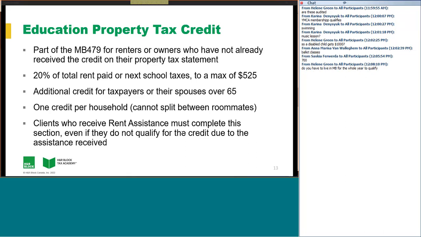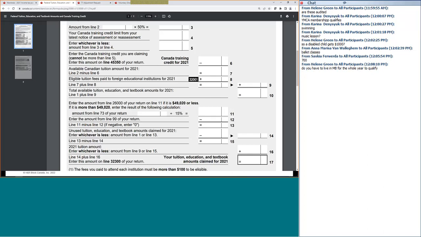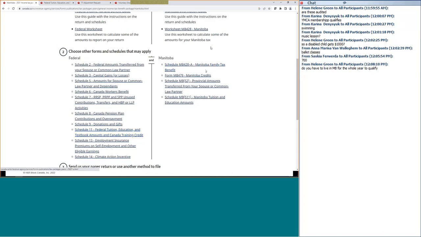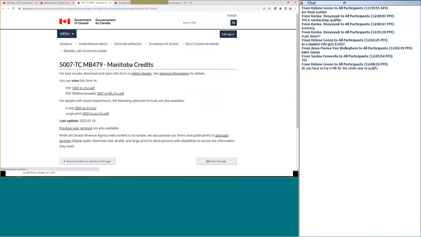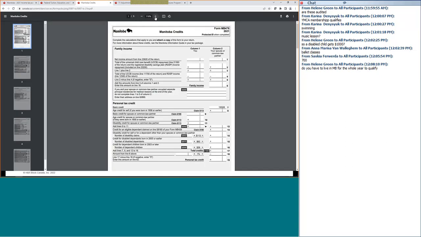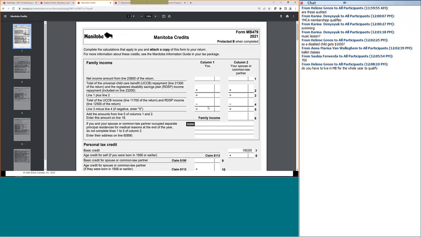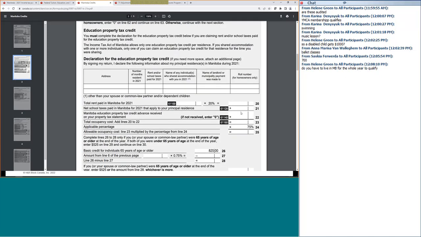So I want to make sure we get a look at this form because this form is important to see how it works. And I'm going to make it bigger. So we've already done the first part. We've done family income, personal tax credit. Then we get here. If you're a renter, you're going to put the address, the number of months you were at that address, the amount of rent you paid, who you shared accommodation with, because they're going to go looking to see did somebody else claim it. Because if they claimed it and you claimed it, they're going to take it away from both of you. If you have a landlord, they need the name of your landlord and then the roll number.